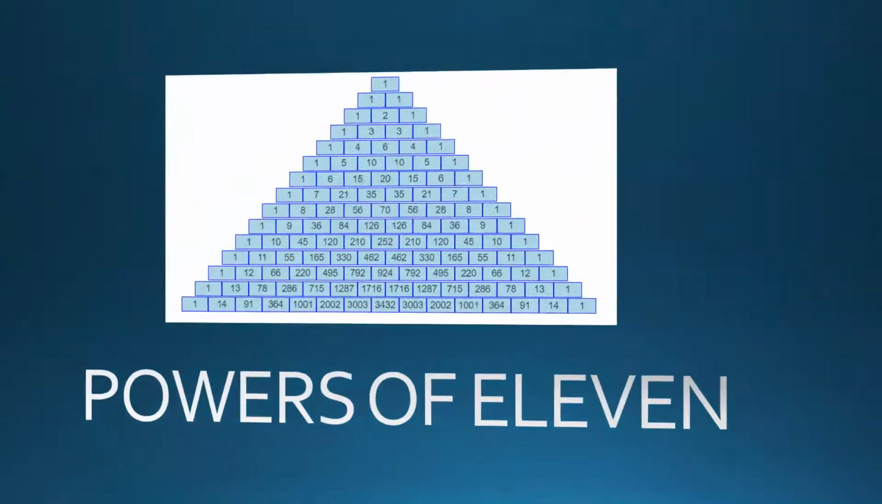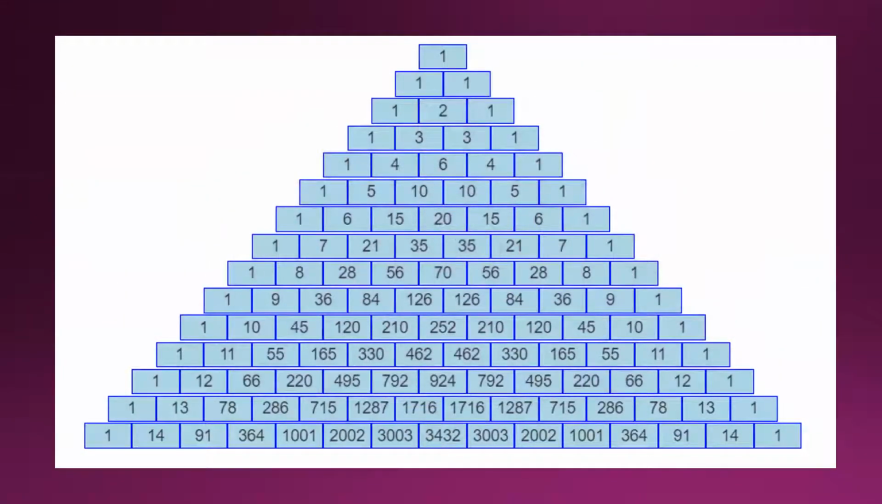Powers of 11. Last time, I added the values in each row. For example, in the second row, I did 1 plus 1, and so on. But now, I will simply put these digits together. For example, in the second row, instead of adding 1 and 1, I will simply take 1 and 1 together and write it as 11.